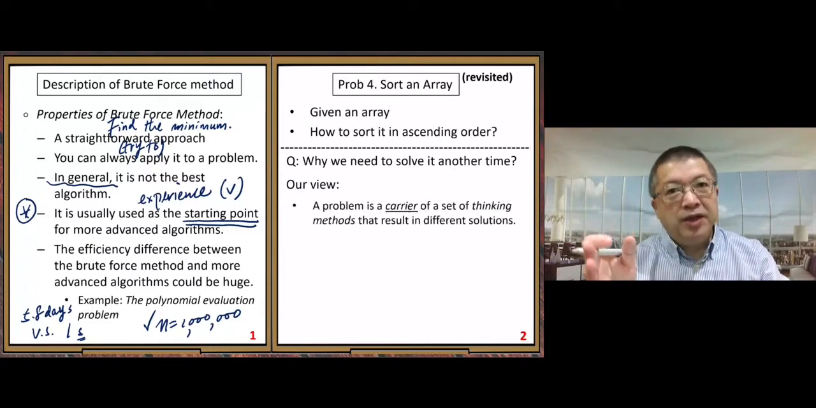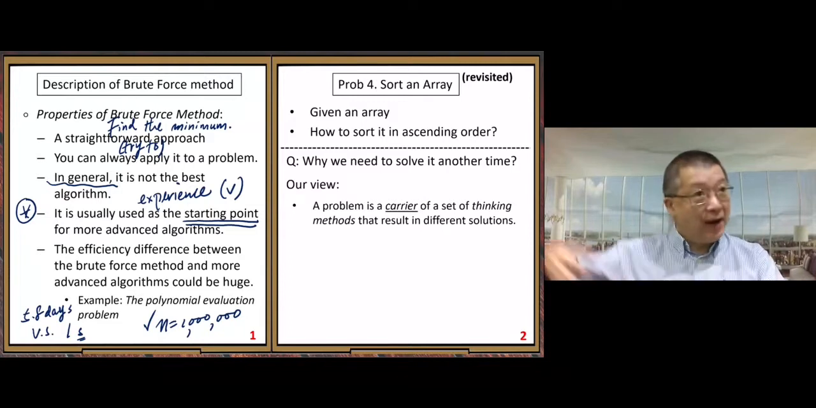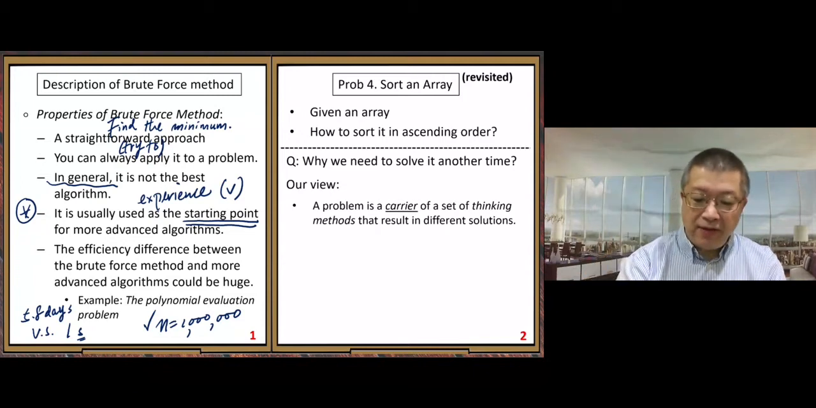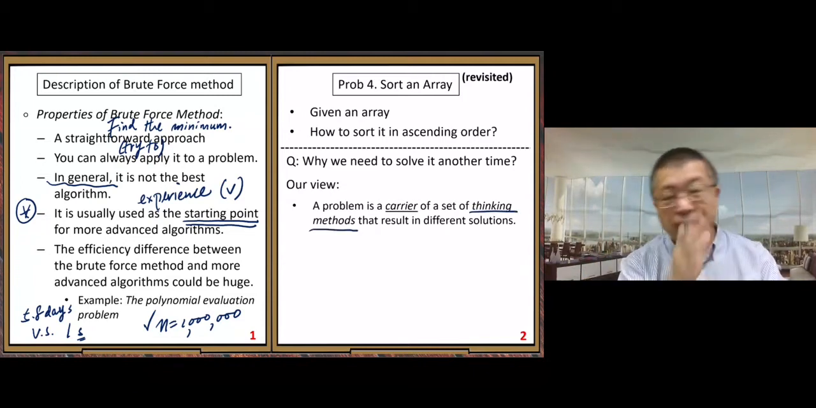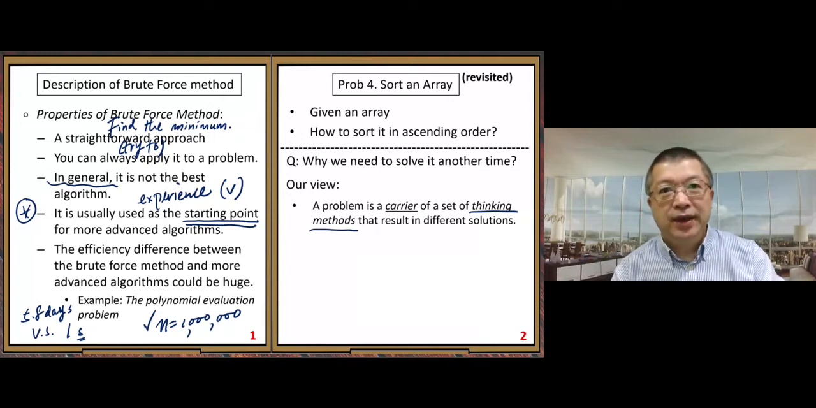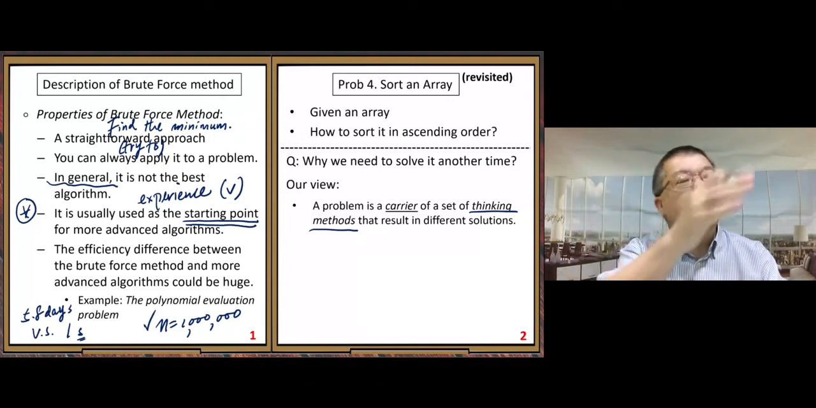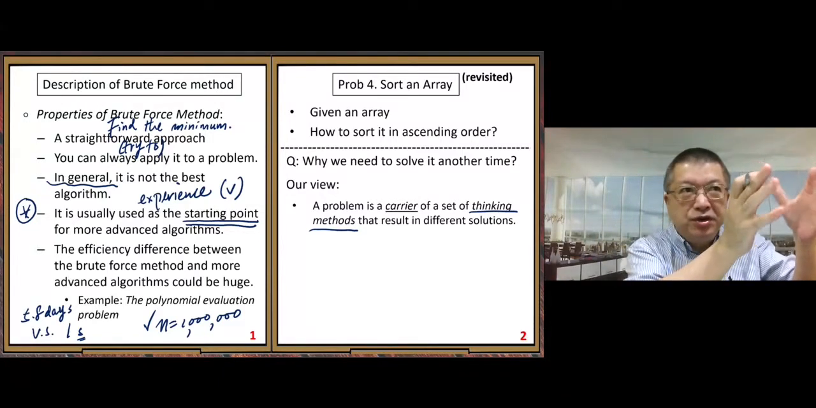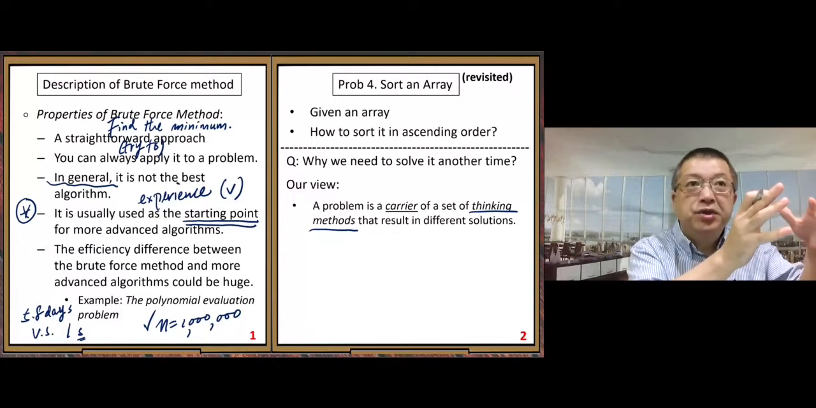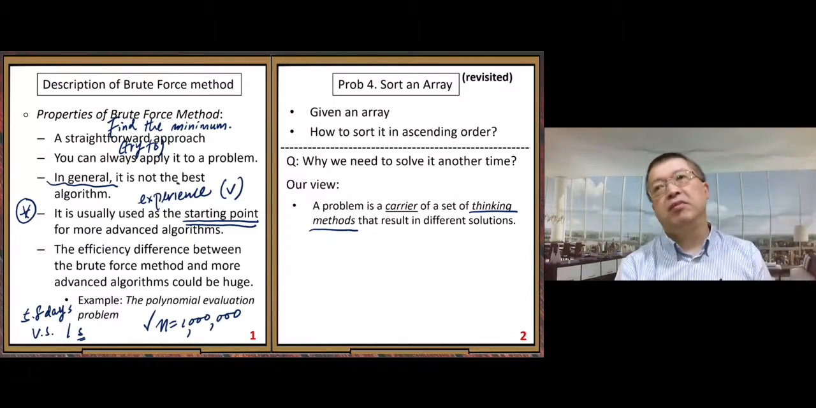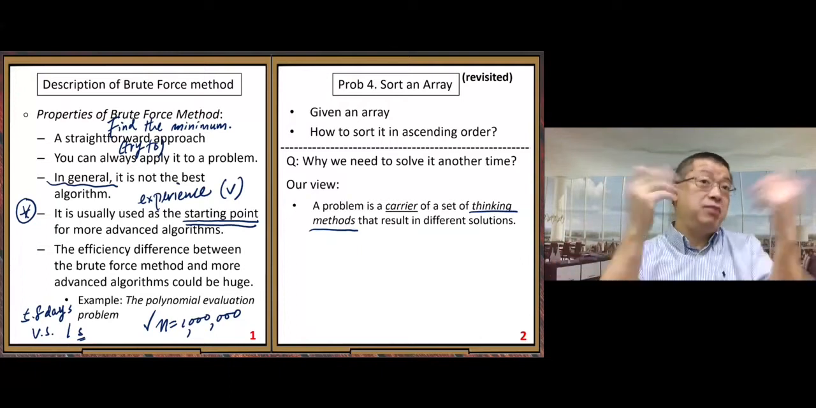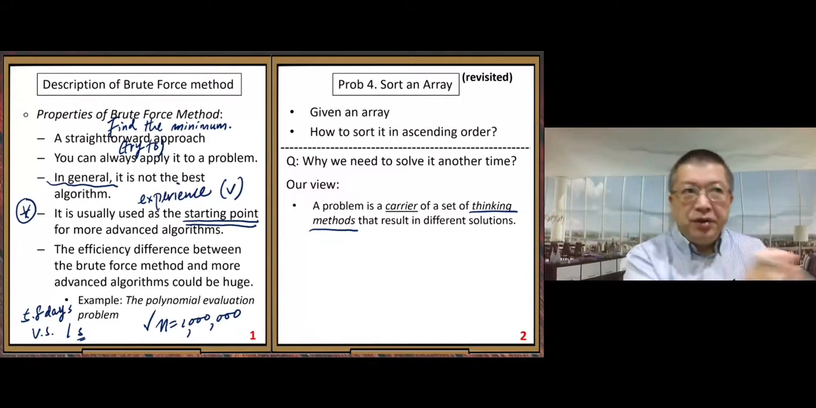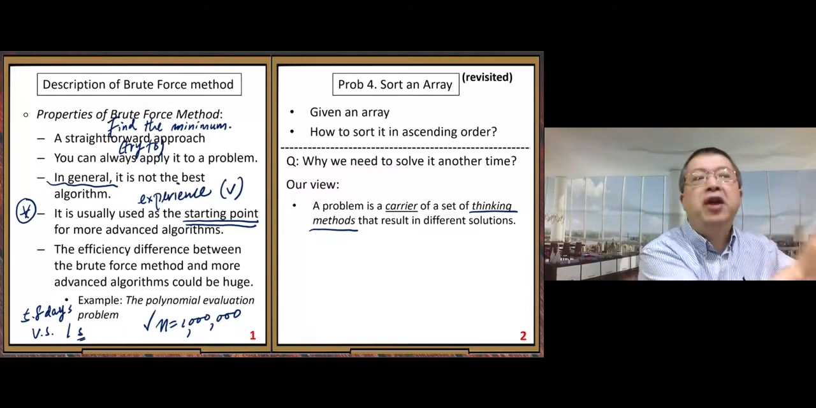A problem is a carrier of a set of thinking methods that result in different solutions. When you need to get a different solution, usually you need to use a different thinking method. If you use the same thinking method, you will get the same solution, right? So in order to get a different solution, you have to change your thinking method.